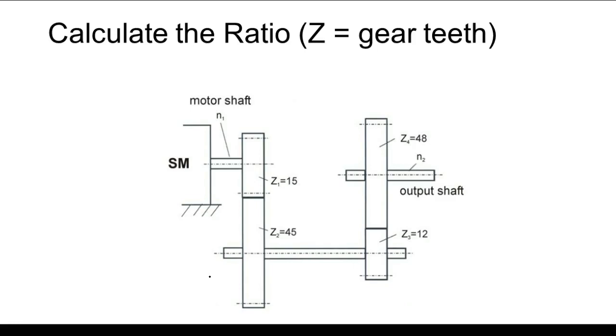So anytime we go from big to little, we get a speed multiplier. Anytime we go from little to big, we get a torque multiplier. So here's my motor right here. This is little, this is big. This is little, this is big. Right? You understand? Yes or no? So here we're going from little to big both times. Little to big. So these are torque multipliers.